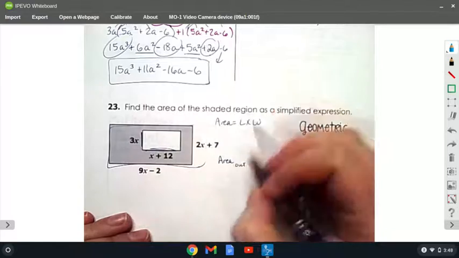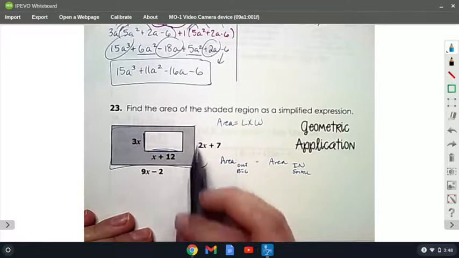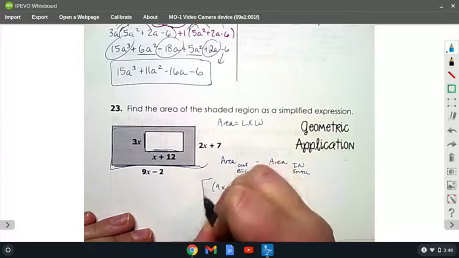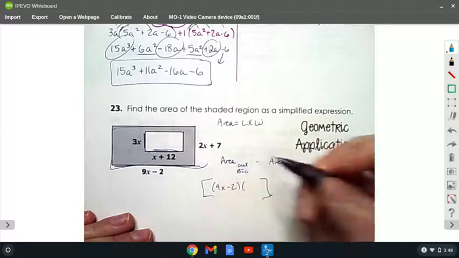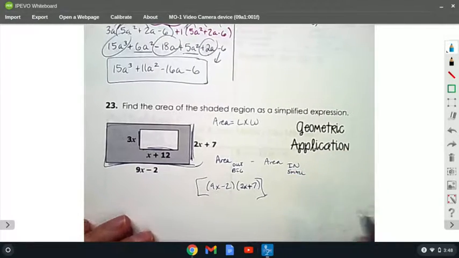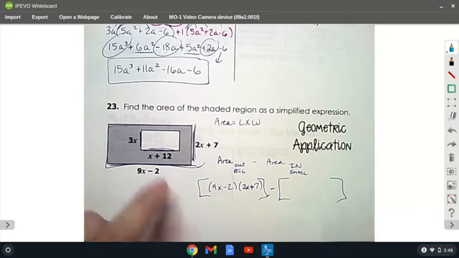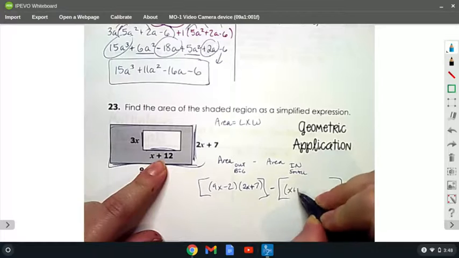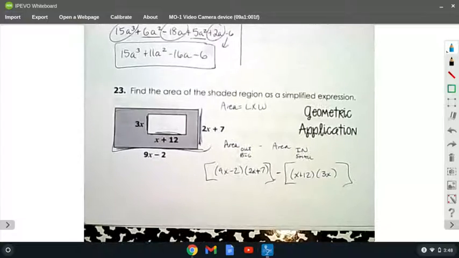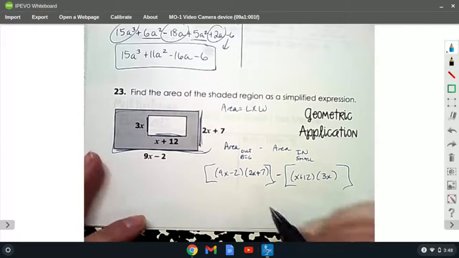So the area of the bigger one is going to be length times width. The length here is 9x minus 2, and that's multiplying by the width, which is here, 2x plus 7. And then I'm going to subtract the area of the smaller one. So the area of the smaller one, length times width, would be x plus 12, and then the width would be 3x. Notice I put these big brackets, guys, because I have to do the work inside the big brackets before I can do subtraction.